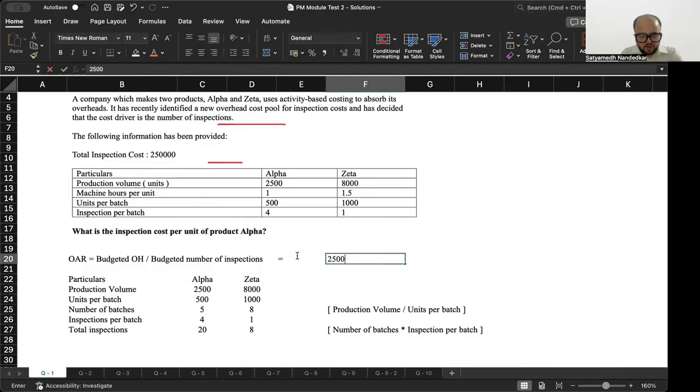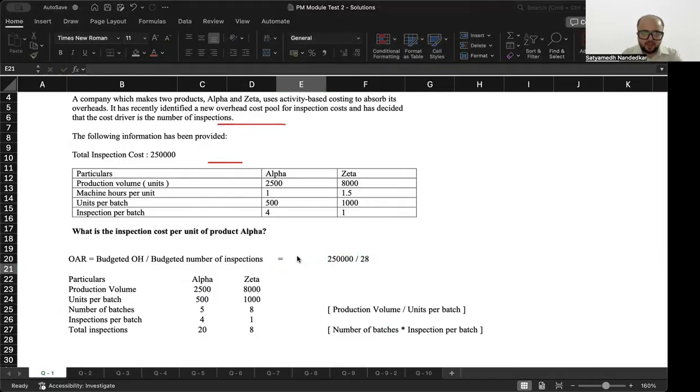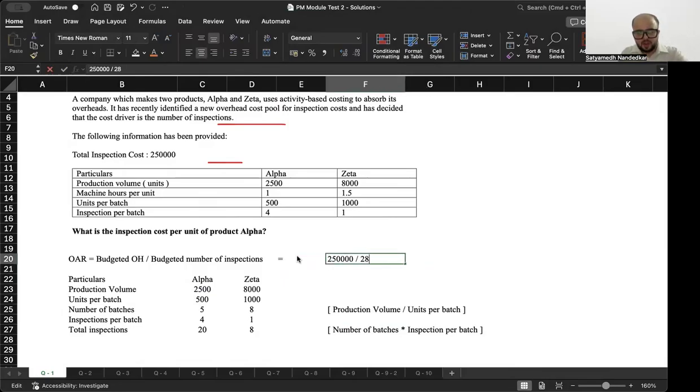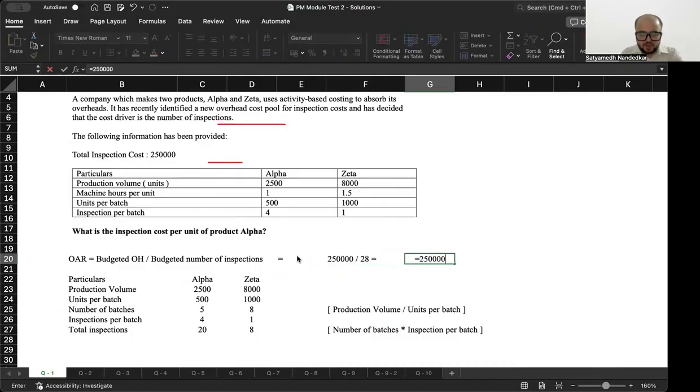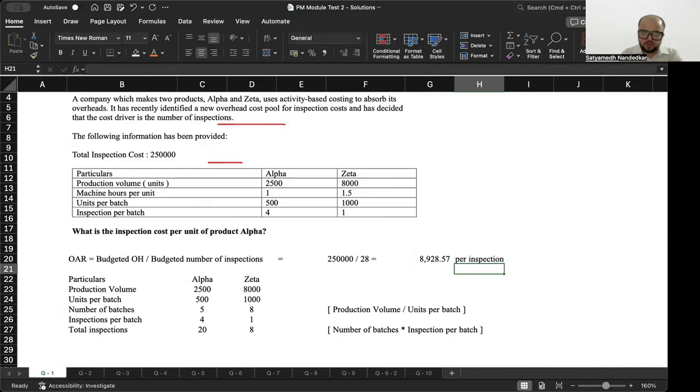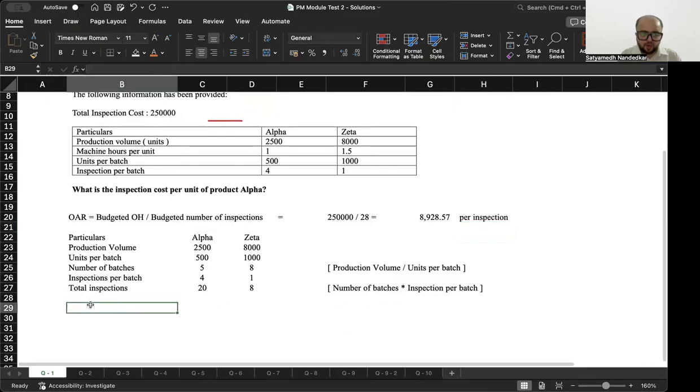My total cost is 2,50,000 divided by 28. What is 28? 28 is the number of inspections. Now what will be your OAR? It's 2,50,000 divided by 28, which is 8928.57 per inspection. What is the inspection cost per unit of alpha?